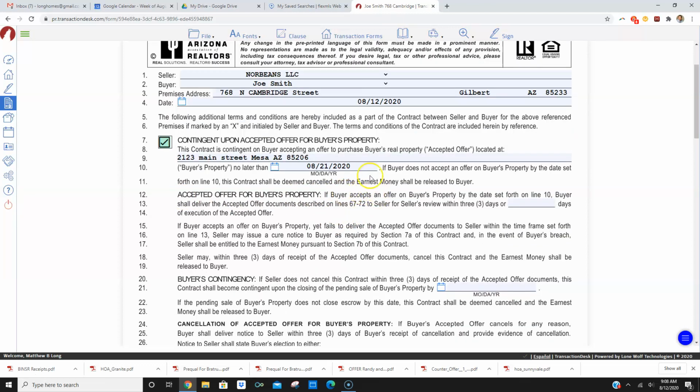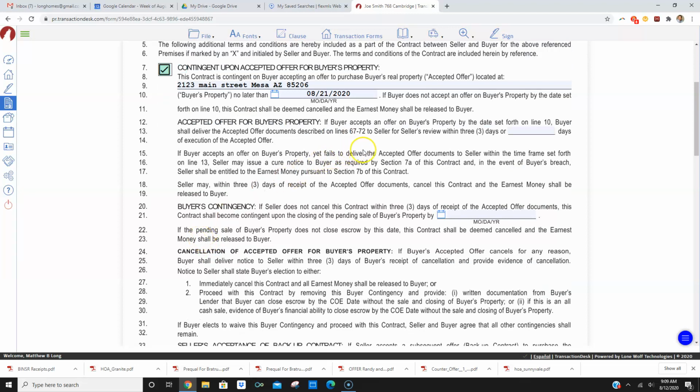Now, if the buyer does accept an offer within that time frame, you'll deliver all of those documents, described in lines 67 to 72 of this document, for the seller to review within 3 days of execution of that accepted offer. So basically everything you accepted there, you're going to send in. And then if you don't deliver the offer documents to the seller within the time frame set forth, the seller would need to cure you to get them. We'll talk about the cure notice later because it doesn't come into play when you're writing an offer. And right now we're just focusing on writing an offer and all the different ways it can be done.